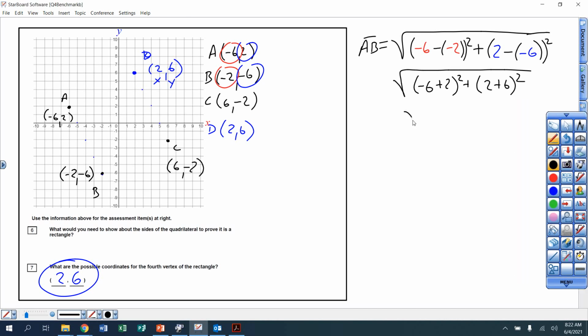That gives me square root -4 squared plus 8 squared. Looks like 16, not 2 times -4. 64. Add those up. Gives me root 80. So the length between A and B right here, root 80.